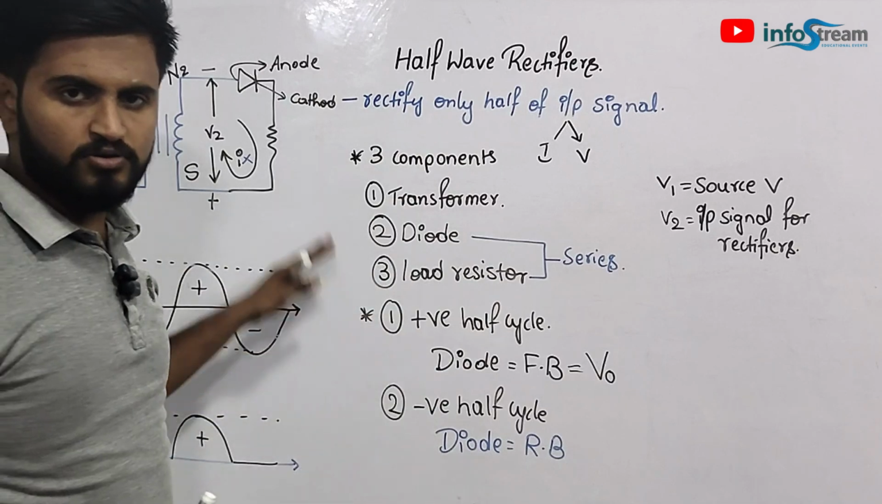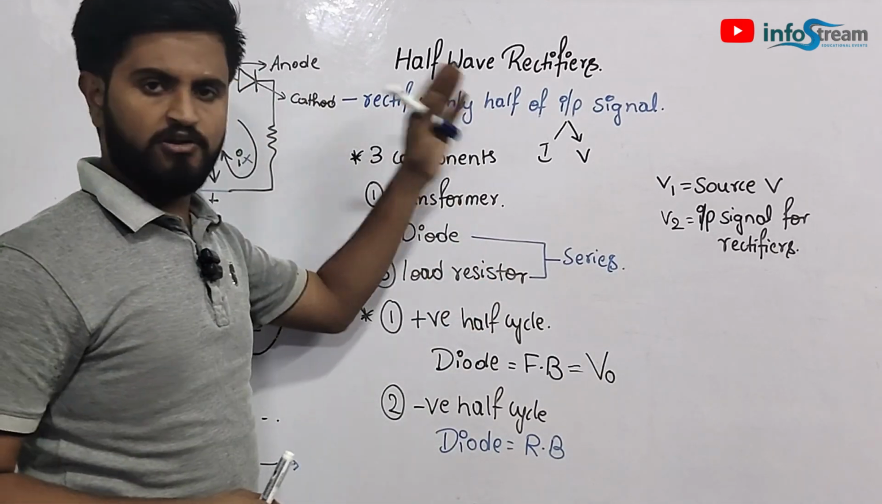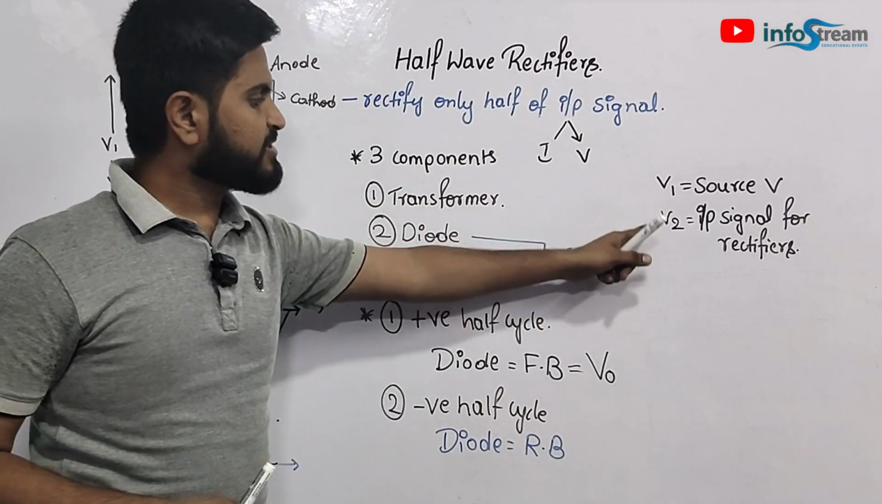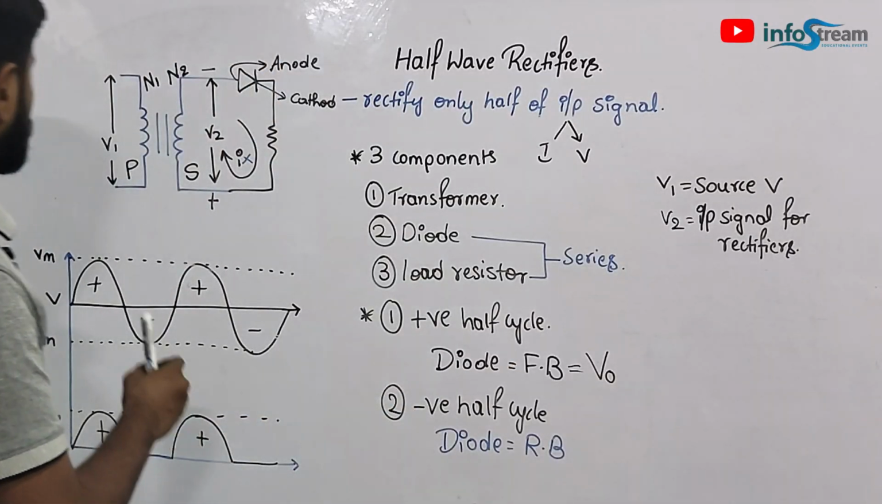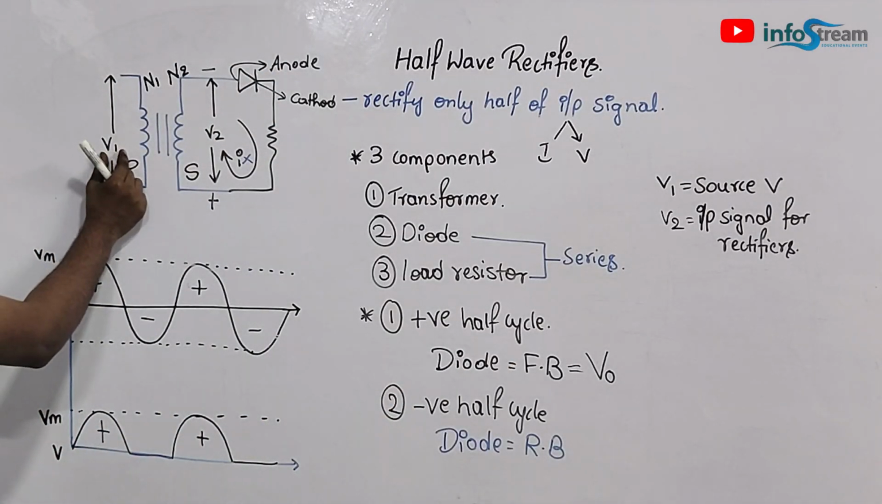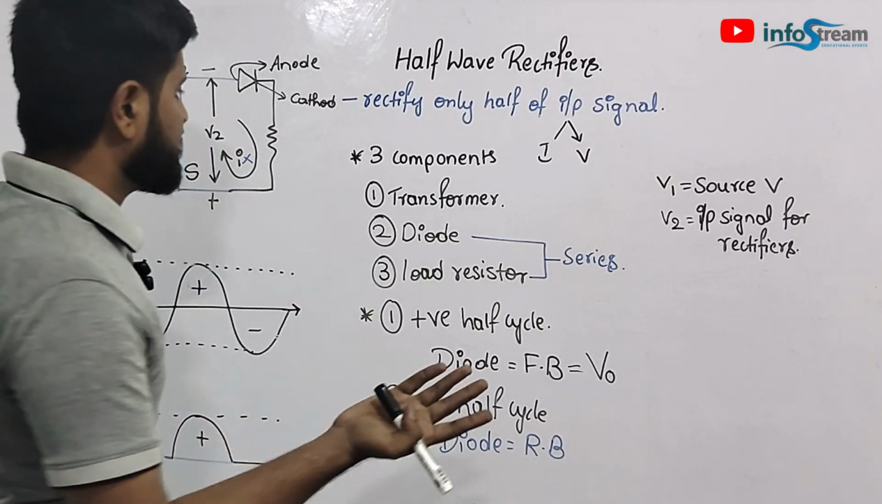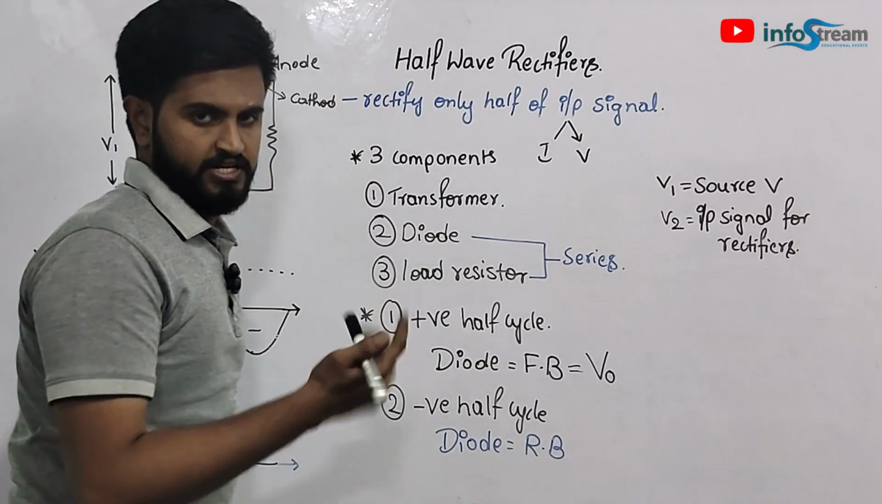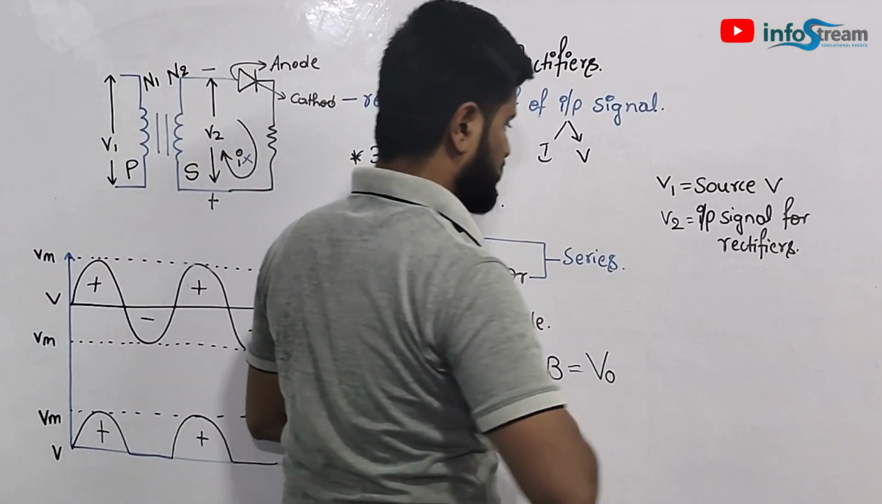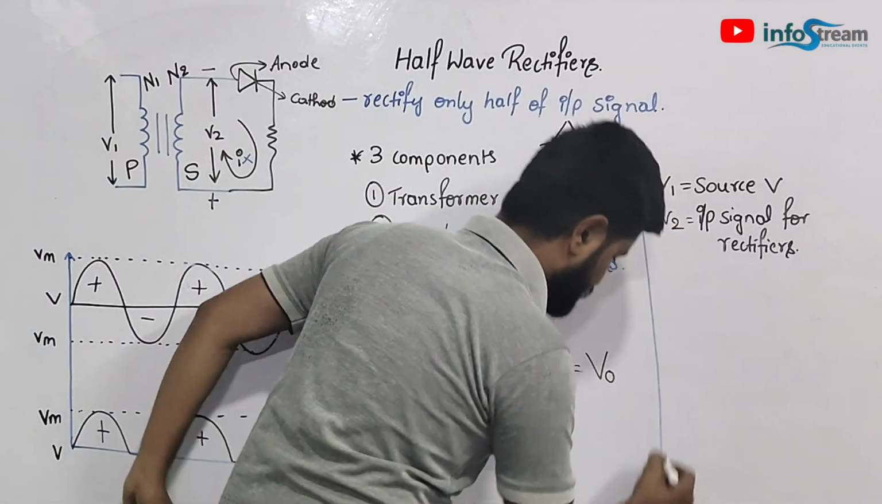Now we discussed the working of the half wave rectifier. So let's discuss the formulas. The formulas will be for V1, that is the voltage source, V2, the voltage source for the rectifier, and the current I generated. So let's see the formula for all those three.